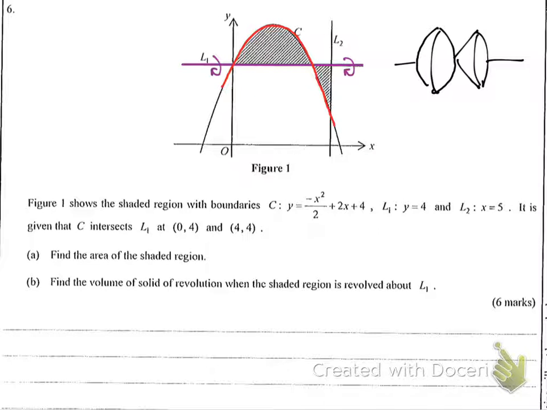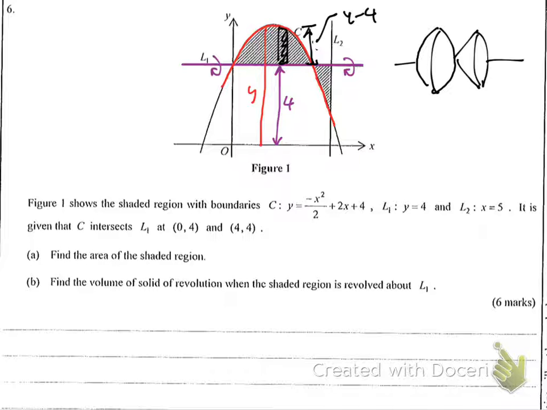This is the red y, alright? The y will be here, and then there is a purple y, alright? The purple one is always 4, right? Because L1 equation is y equals 4. So if you revolve just the red, that's just this part, the radius will be y minus 4. Alright, this part will be y minus 4. That is the radius of the revolution.